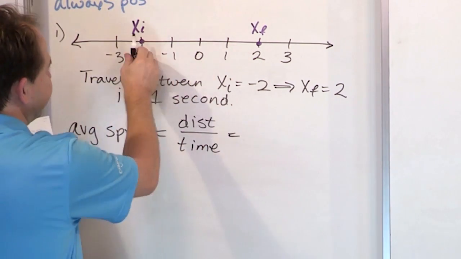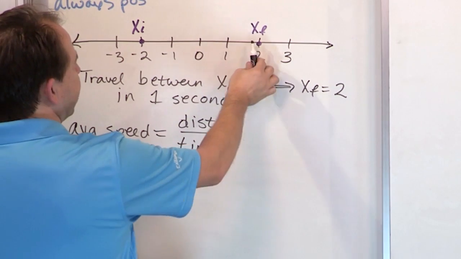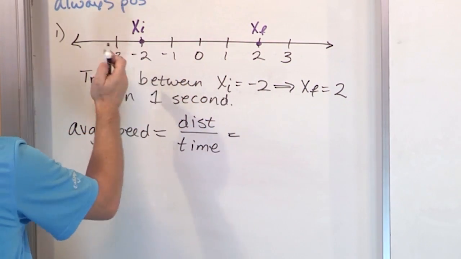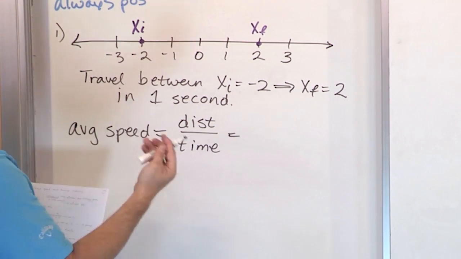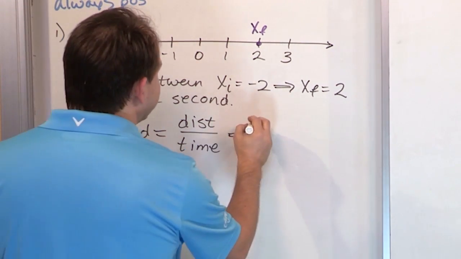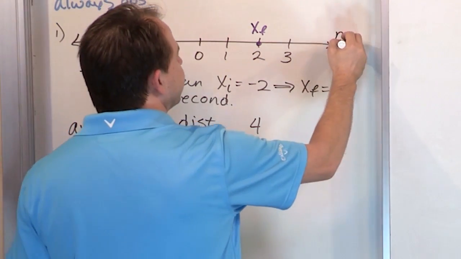You can do it a number of ways. You could just count 1, 2, 3, 4, or you could say, well, I know the displacement is final position 2 minus a negative 2, which means 2 plus 2 is 4. So I can say 4, and I can take the absolute value, and you're still going to have 4. So no matter how you slice it, the distance covered here is 4 meters. This is in meters.